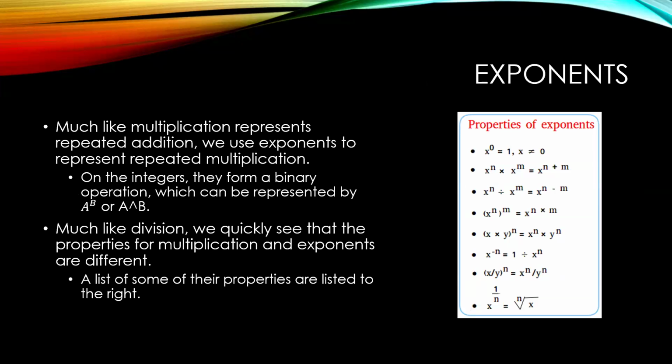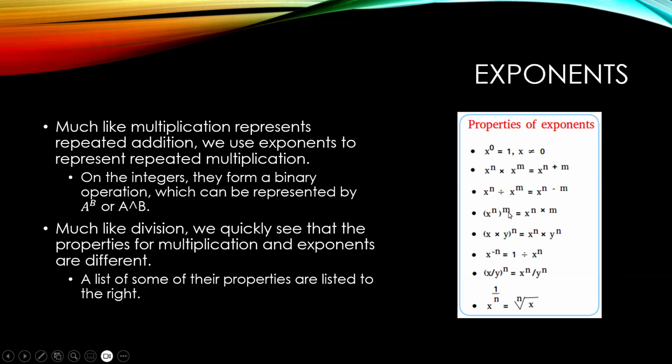Here's another binary operation, exponents. And so much like multiplication represents repeated addition, we use exponents to represent repeated multiplication. We know this. Much like division, we quickly see that the properties for multiplication and exponents are different. And so here are some of the properties for exponents. These are fairly different from the properties which we had for addition. In this case, we are multiplying two values together and it's the same as adding the exponents. If we divide two values, it's the same as subtracting.